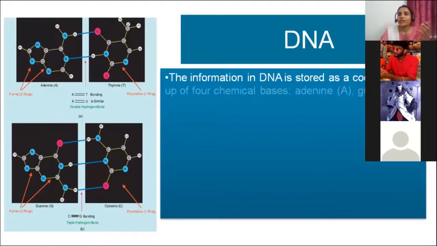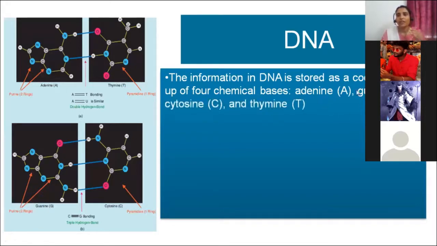Now, we know that DNA is our hereditary material. That means whatever we have got from our ancestors is being passed on to us from our parents, grandparents, and great-grandparents. How is this information being passed on? This information in DNA is stored as a code. This code is made up of 4 chemical bases: adenine, guanine, cytosine, and thymine. We have abbreviations for them: A, G, C, and T.